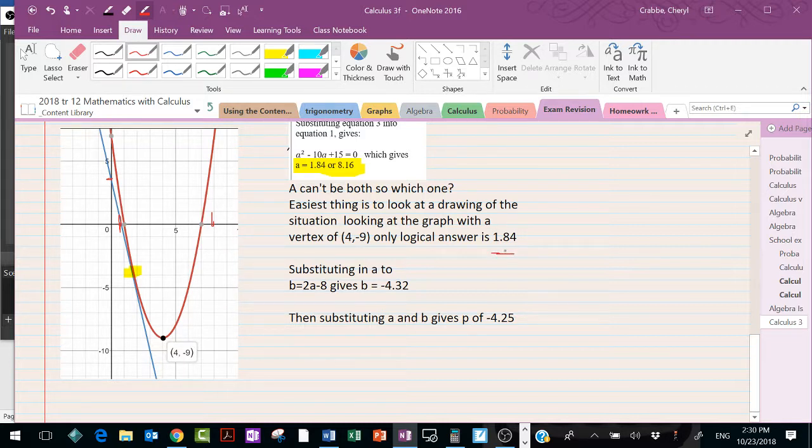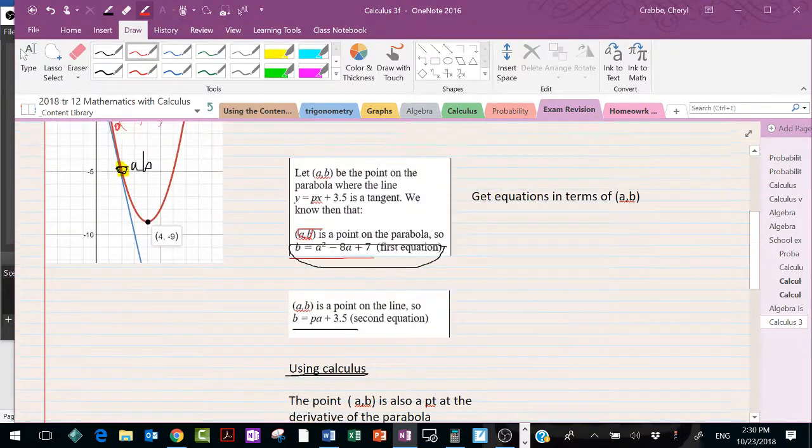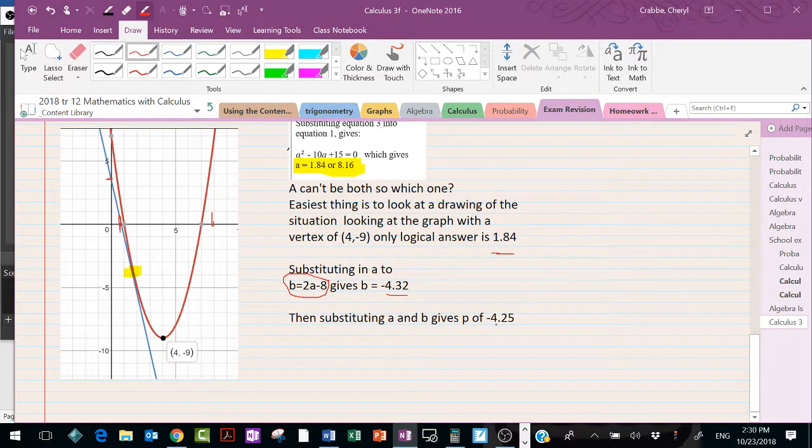Then you just simply take that 1.84 for a and you can substitute it in one of the equations that we were using earlier, like b is equal to 2a minus 8, and find out what b is. And now that we know what a and b are, we can substitute that back into the equation up here, which has a p in it. And then we can find what p is. And p is negative 4.25.